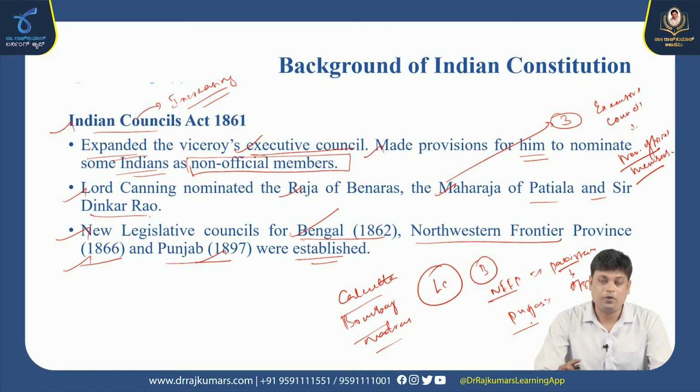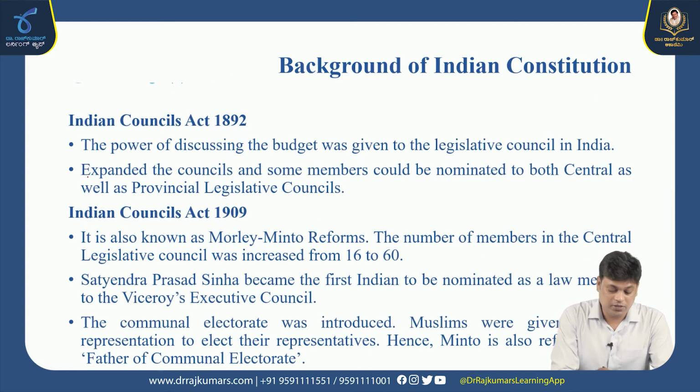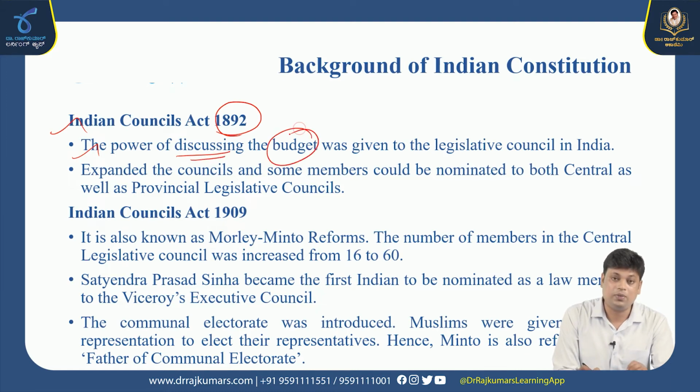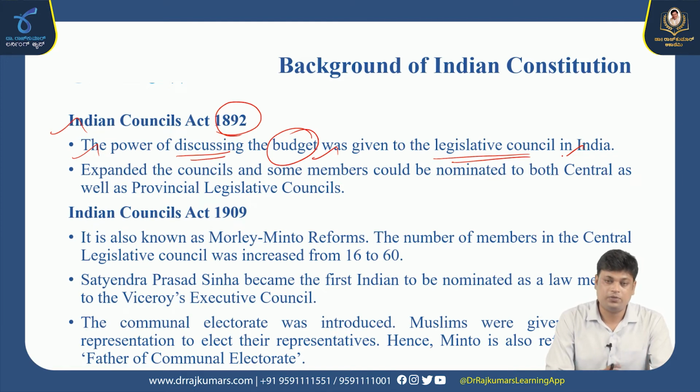Okay, so all these provisions you need to understand under the Indian Councils Act of 1861. Next, the Indian Councils Act of 1892, because here they wanted to give some power of discussing the budget to the Legislative Council in India. So far, the budget of India was framed by the British Parliament. Now the Indians can also sit as non-official members. They can discuss the budget, but the voting rights will be in the hands of only the governor of the respective council.